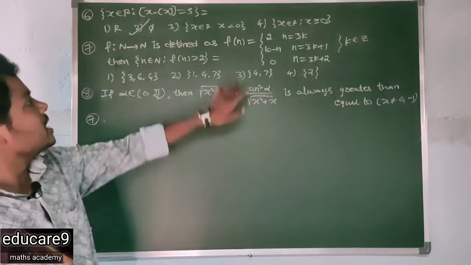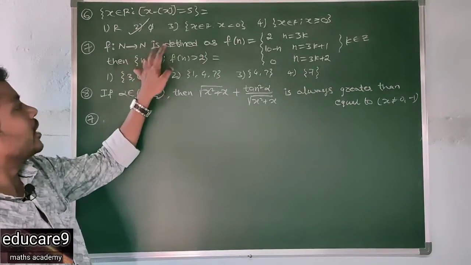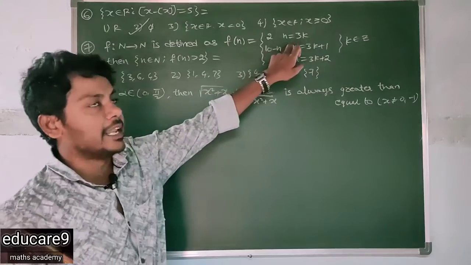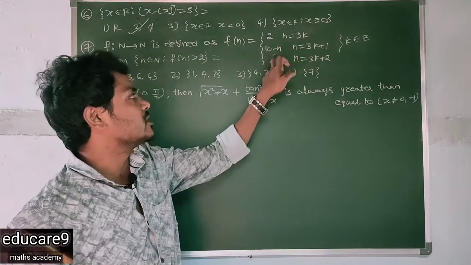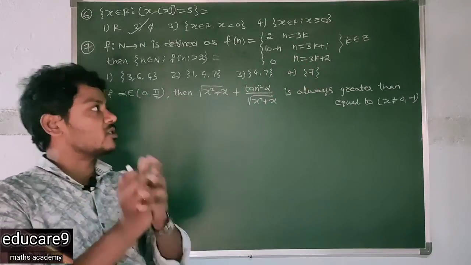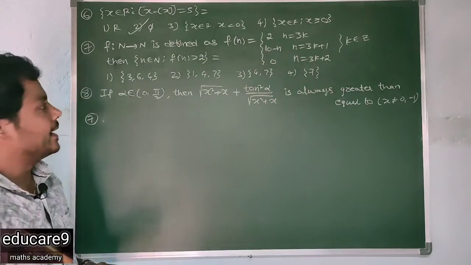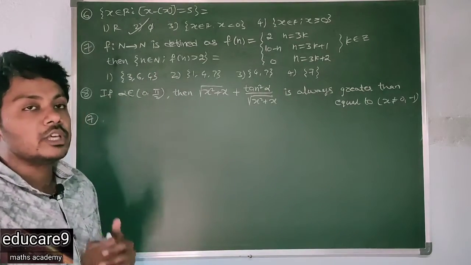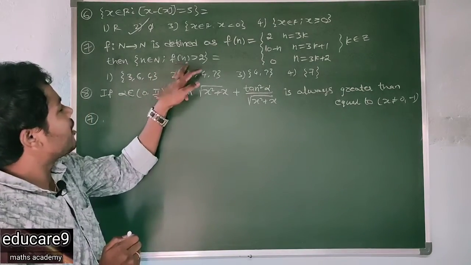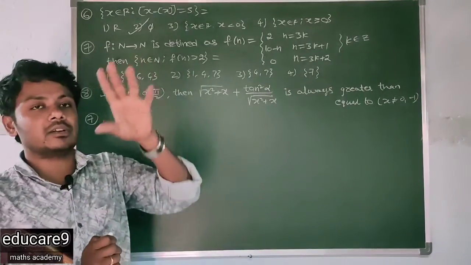See here, f of n is given, f from N to N. f of n is 2 if n is equal to 3k, 10 minus n if n is equal to 3k plus 1, and 0 if n is equal to 3k plus 2. And n belongs to N, f of n is greater than 2. See here, which f of n values are always greater than 2?